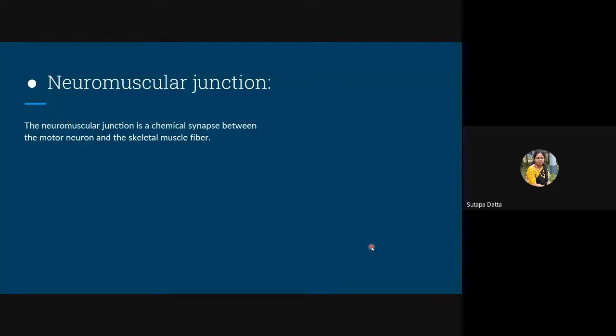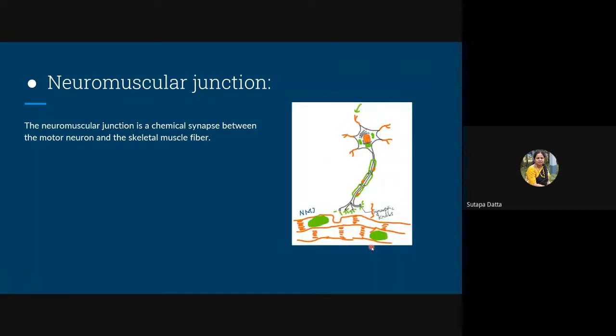Now come to the last part, the neuromuscular junction. What is the neuromuscular junction? It is a chemical synapse. That means there is a space of approximately 20 nanometers between the motor neuron and the skeletal muscle fiber.